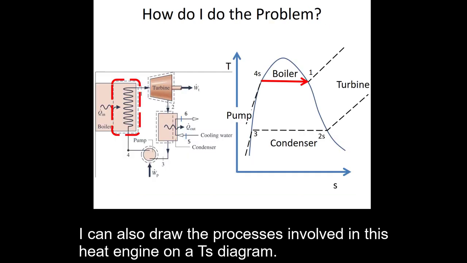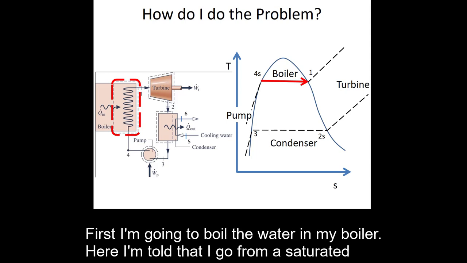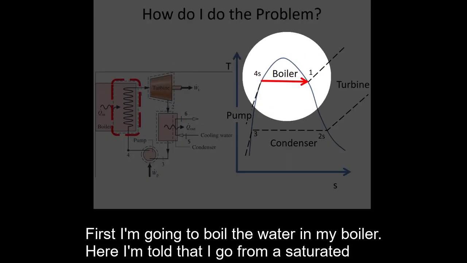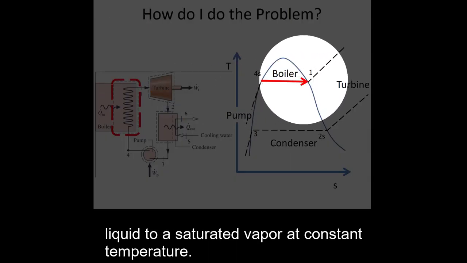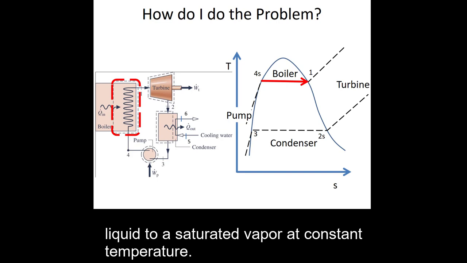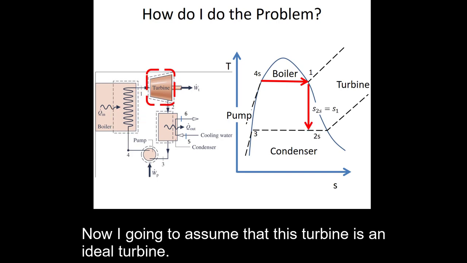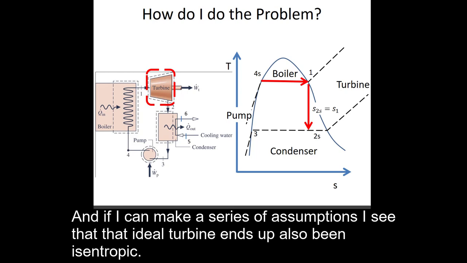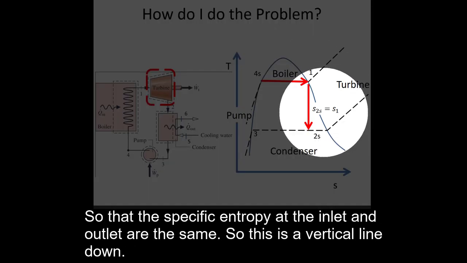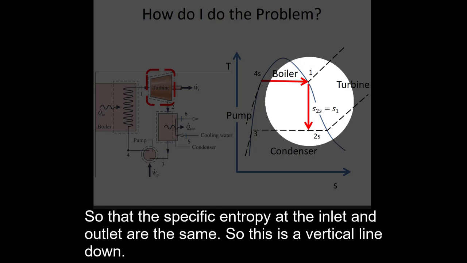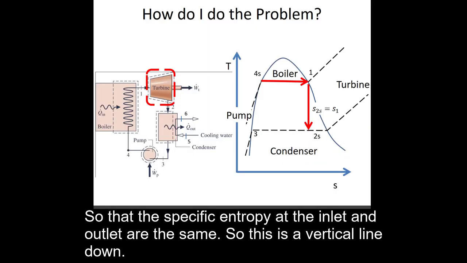I can also draw the processes involved in this heat engine on a TS diagram. First, I'm going to boil the water in my boiler. Here, I'm told that I go from a saturated liquid to a saturated vapor at constant temperature. Now, I'm going to assume that this turbine is an ideal turbine. And if I make a series of assumptions, I see that that ideal turbine ends up also being isentropic, so that the specific entropy at the inlet and the outlet are the same. So this is a vertical line down.